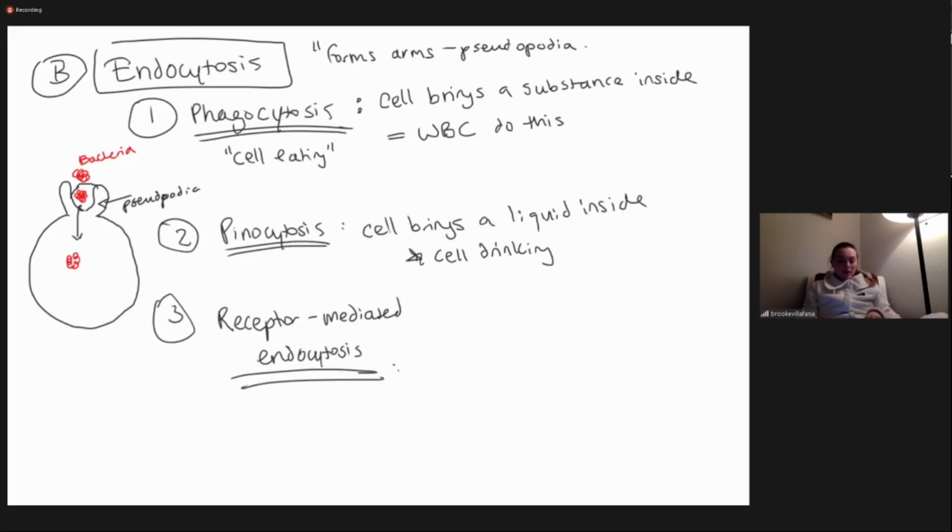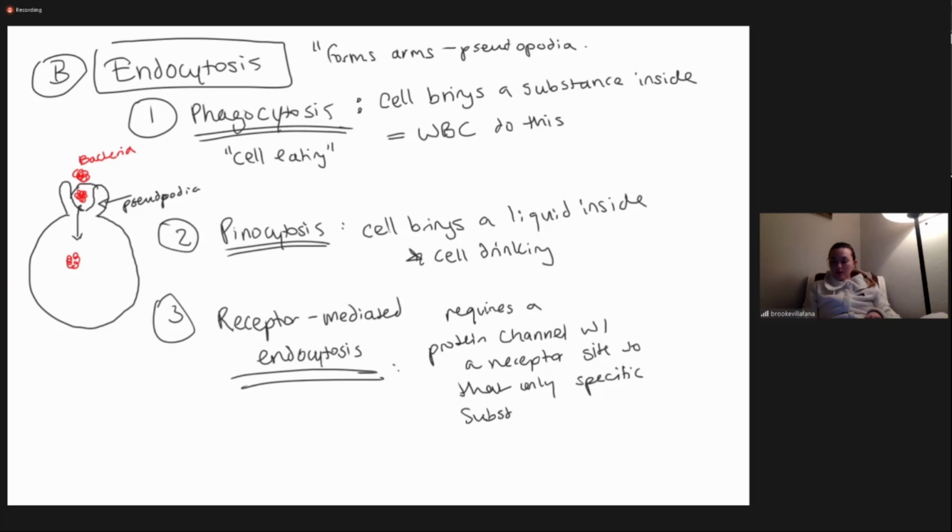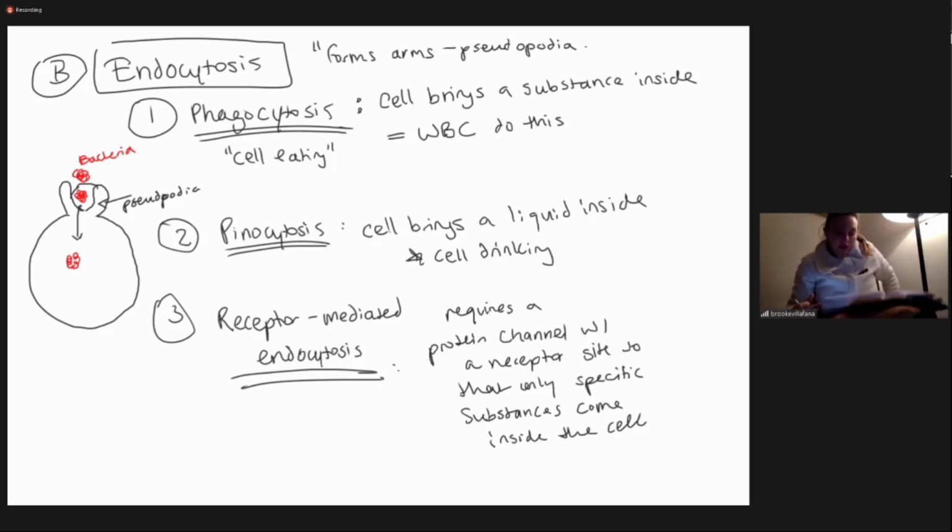Receptor mediated endocytosis is the third type. This is like the other ones, but this requires a protein channel with a receptor site so that only specific substances come inside the cell. It's still endocytosis, but it's requiring specific things to come into the cell.